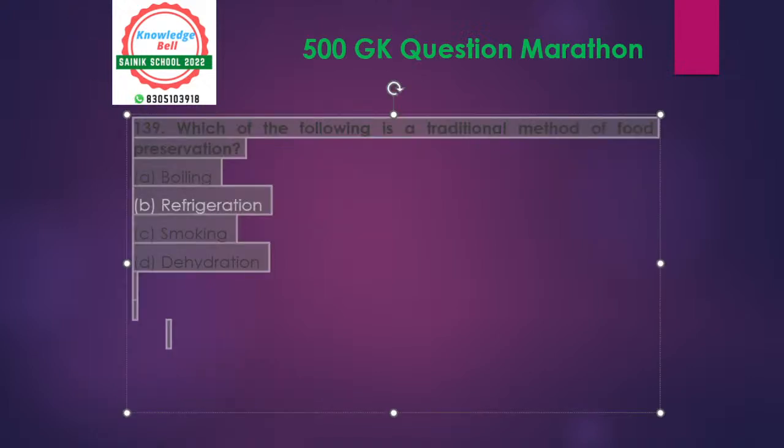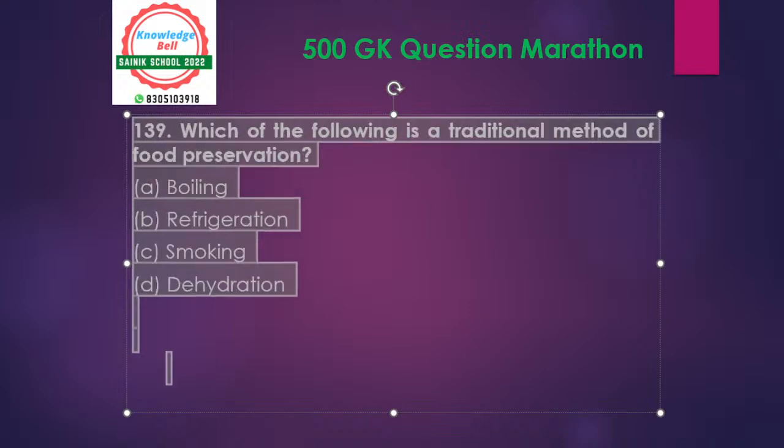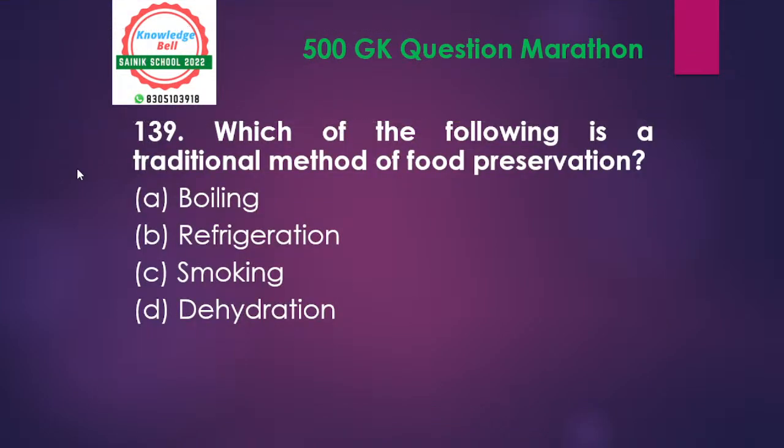The next question: which of the following is a traditional method of food preservation? Boiling, refrigeration, smoking or dehydration? So traditional means a method that is very old, that has been practiced since time immemorial, for centuries.